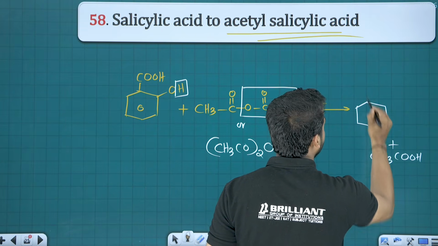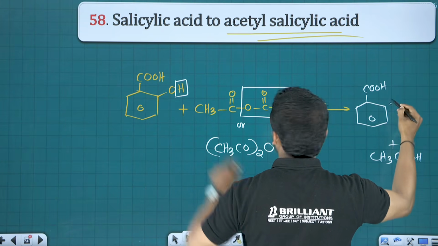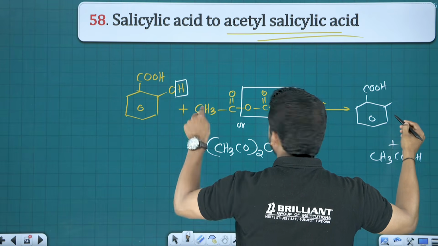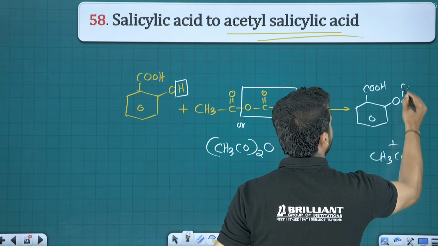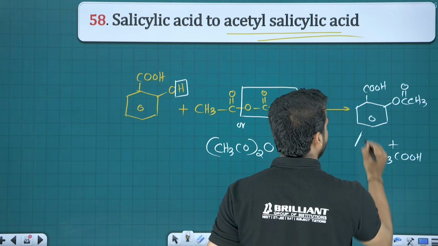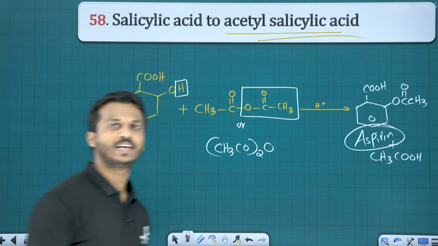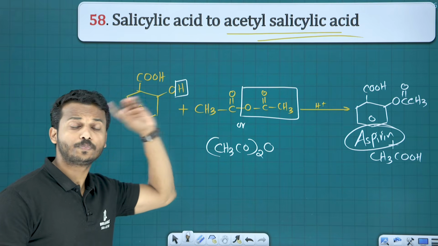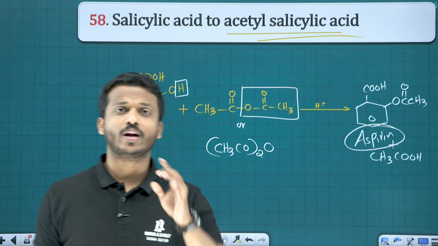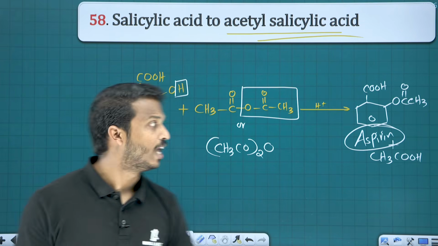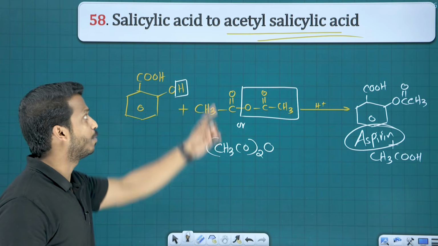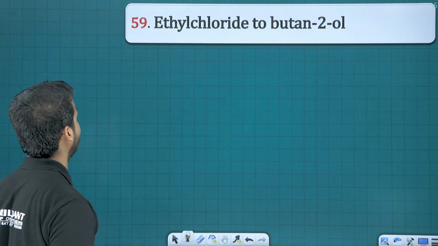What is left in the system? Benzene with the acid is already there. What is left here? OCOCH3. This is called aspirin, or acetyl salicylic acid. So when salicylic acid reacts with acetic anhydride, we get aspirin. Aspirin is also known as acetyl salicylic acid.